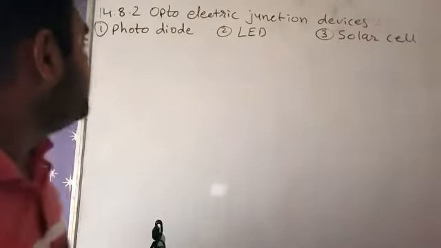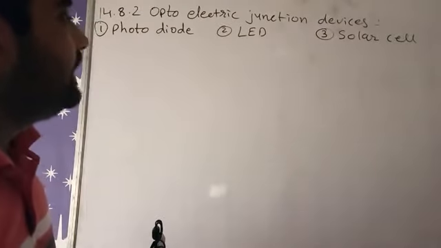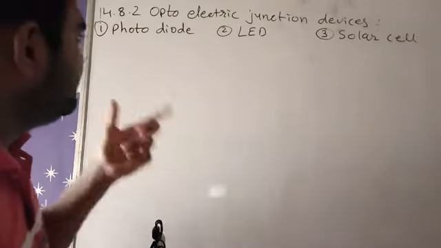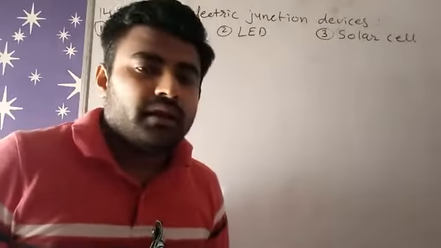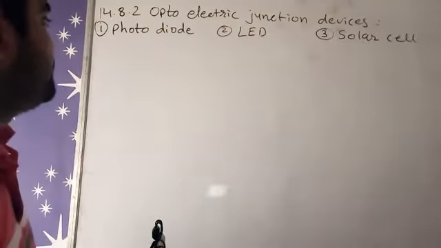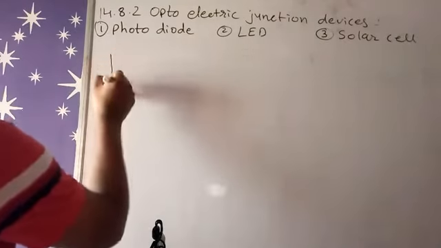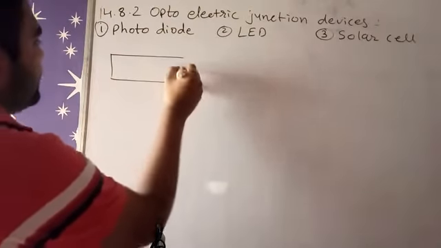So today our topic is optoelectric junction devices. The first device is the photodiode. Now, a photodiode is nothing but one PN junction diode.